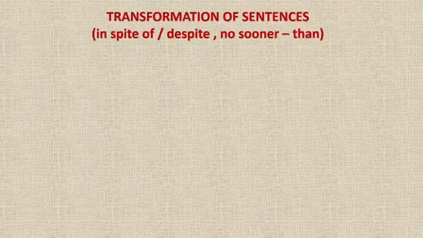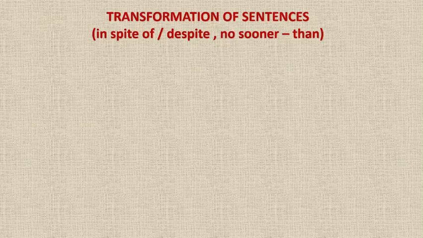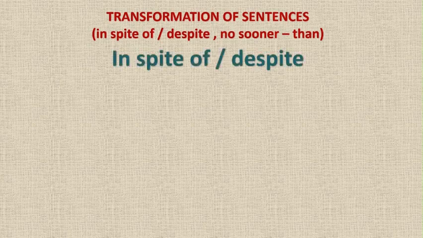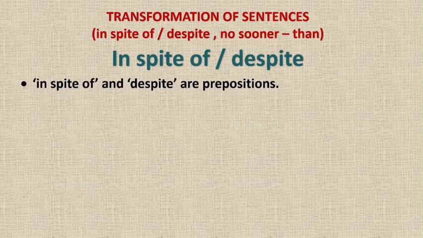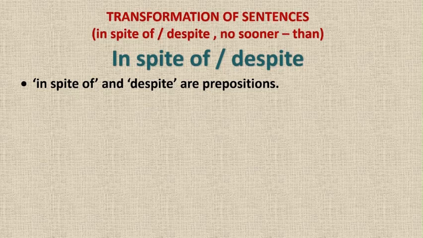Today we are going to learn how to combine the sentences using in spite of or despite and with no sooner than. So first let us see about in spite of, despite. In spite of and despite mean the same as though and although. We already learned how to combine the sentences with though and although in the earlier class. So in this session we are going to learn about in spite of and despite.